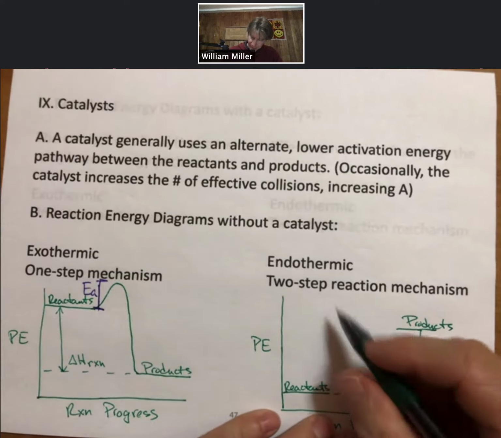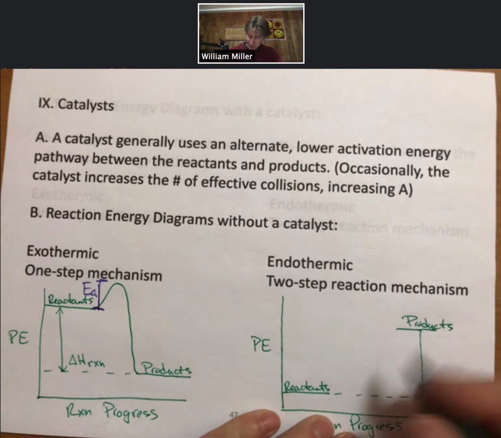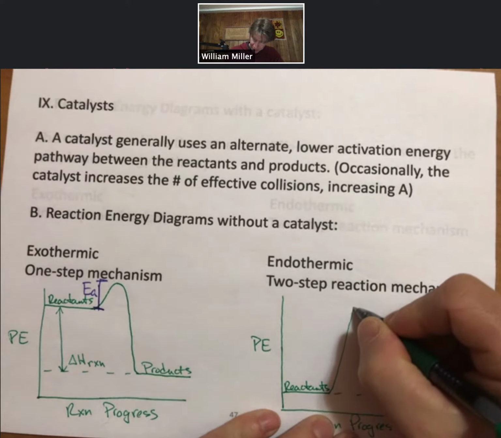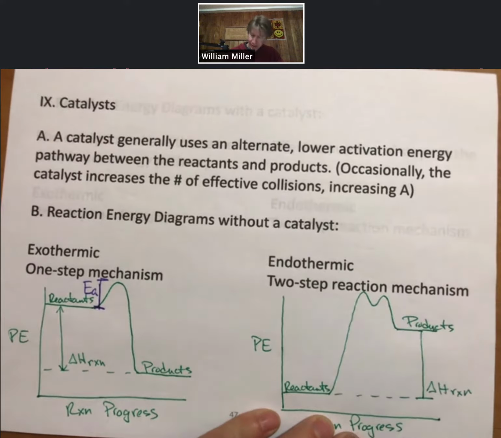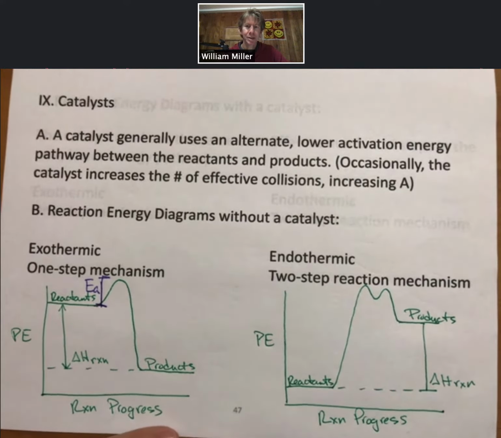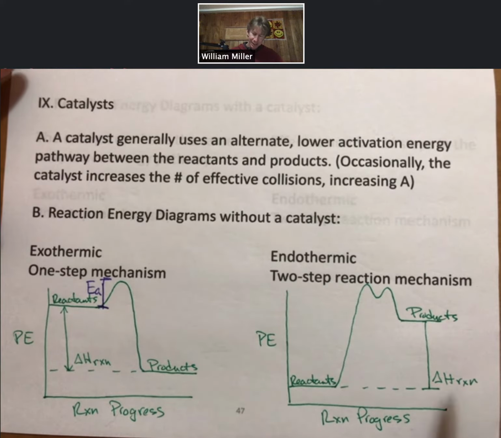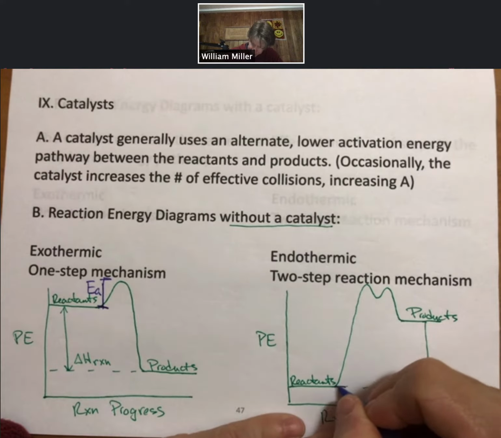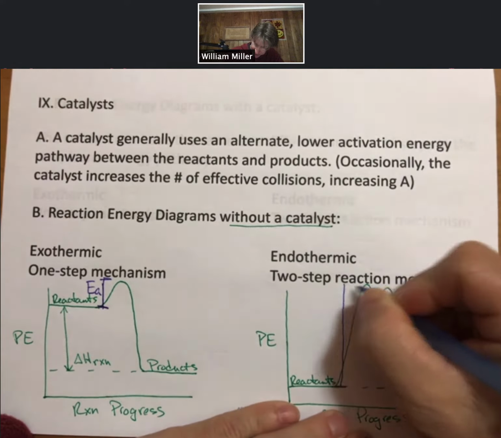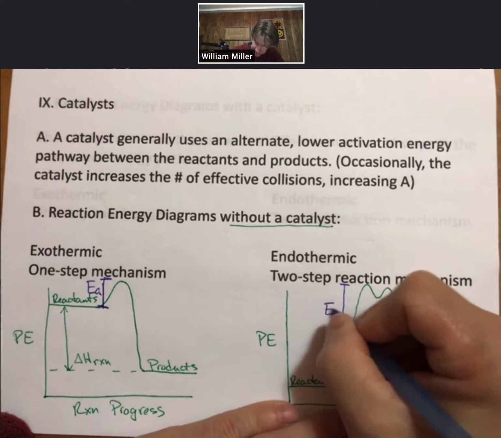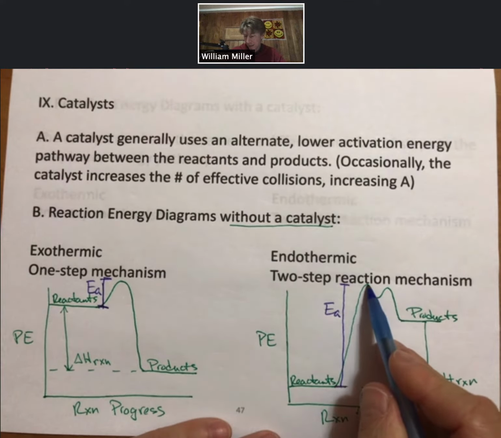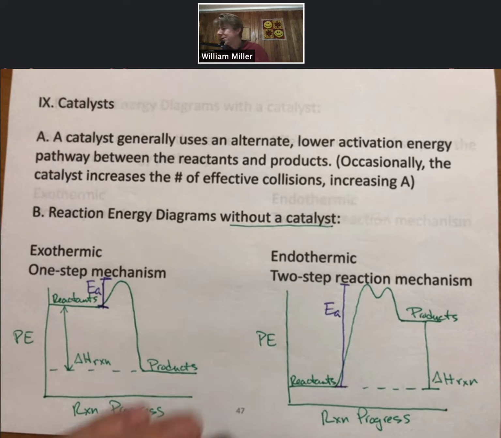And then for an endothermic reaction with a two-step reaction mechanism, we would actually draw two humps. That's what our picture of a two-step reaction mechanism is. And these are without the catalyst. And the activation energy is going to be from reactants all the way up to the top of the highest hump, or to the top of this hump here.